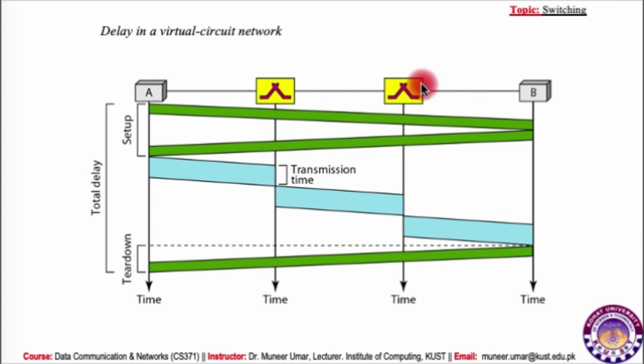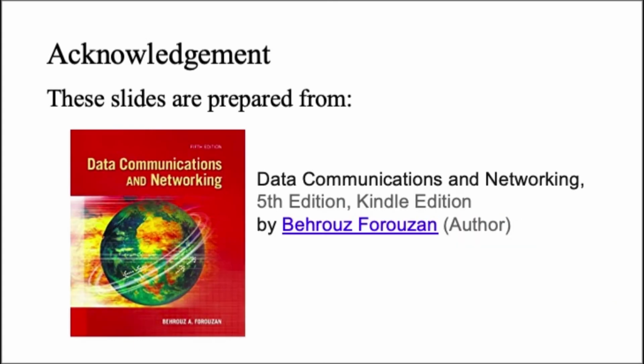Here we have two switches and three transmission times. So there is a slightly sloping line. This is due to the data transfer, and this also includes the propagation delay in both directions. So the total delay would be the setup delay plus tear down plus 3 transmission times. So this was all about switching.